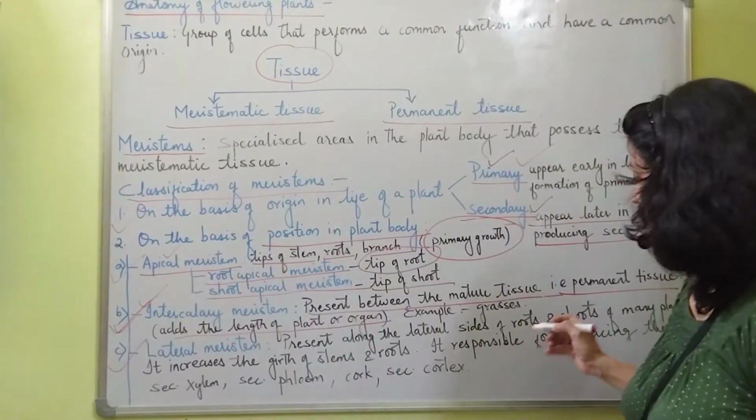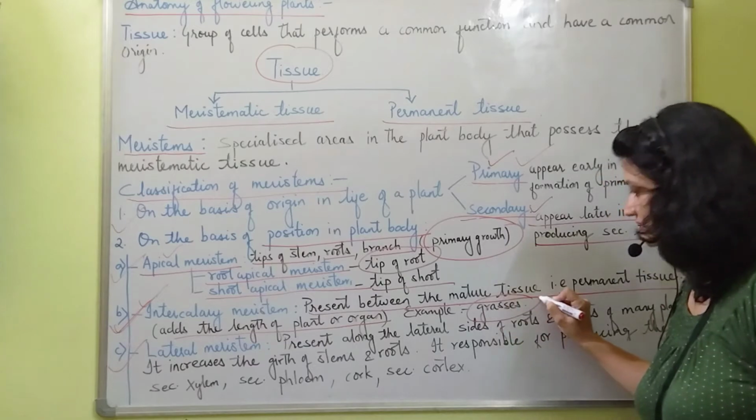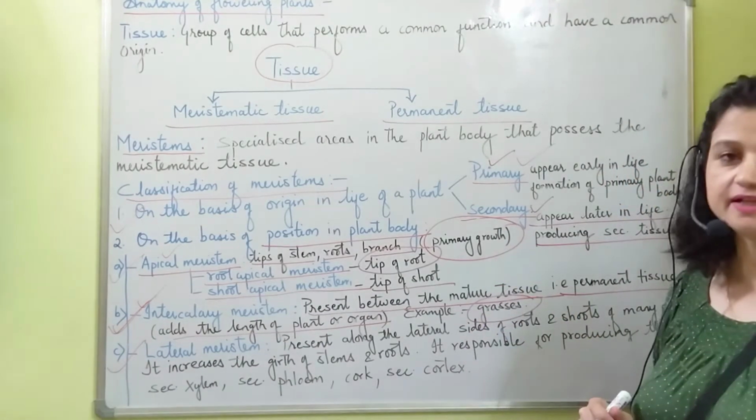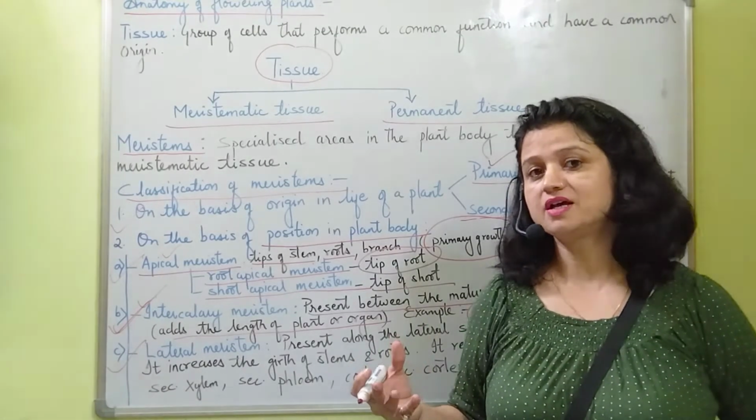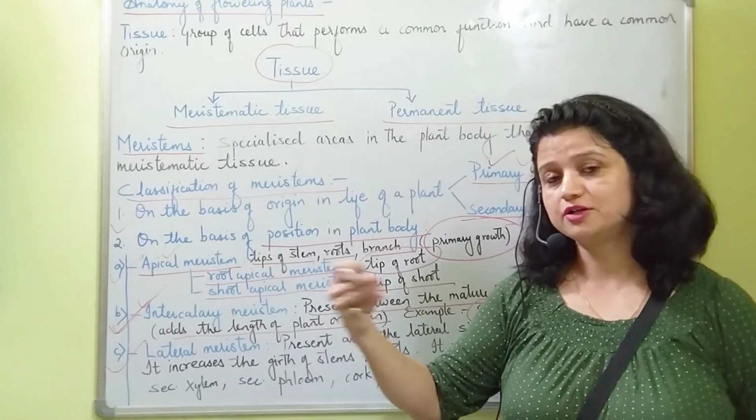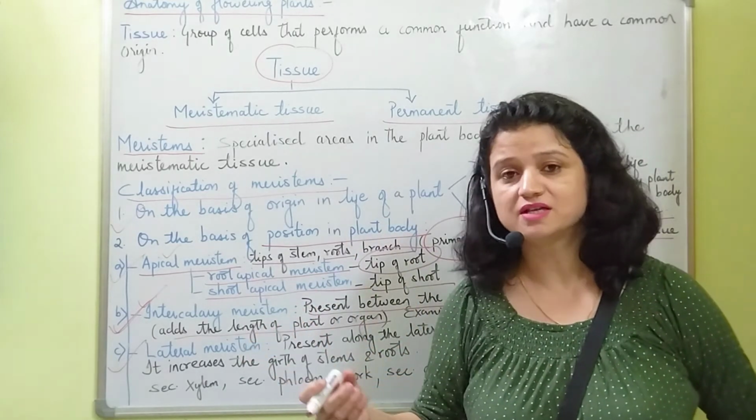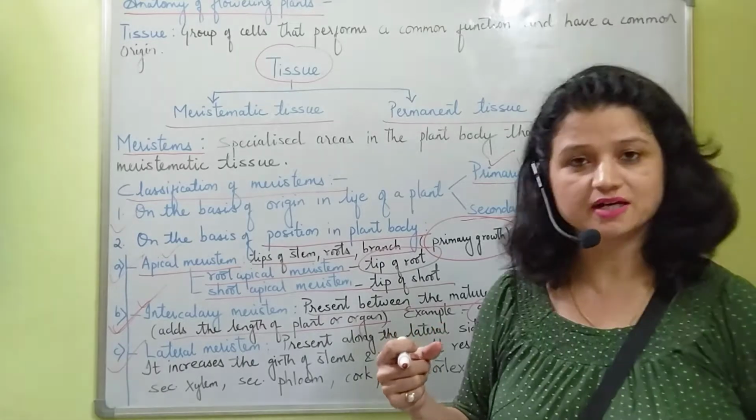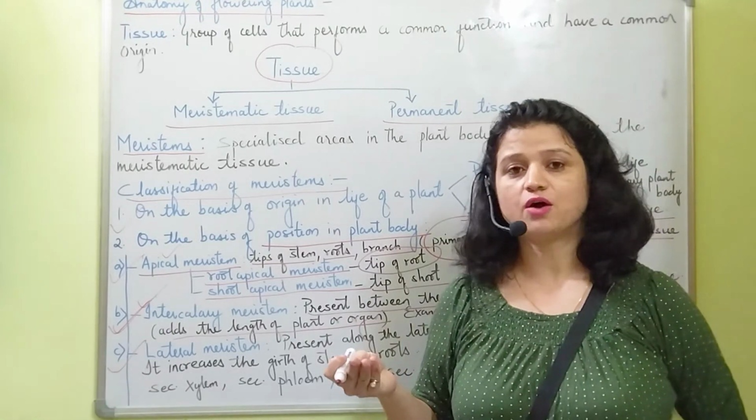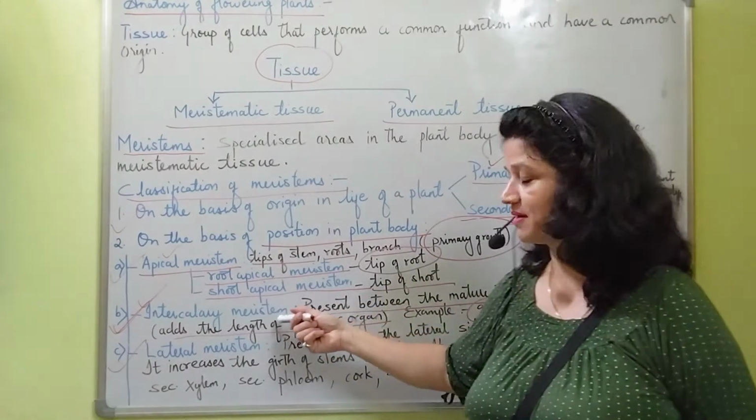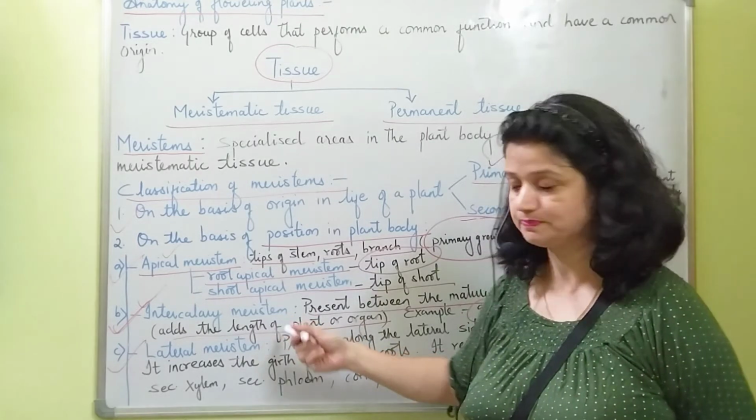Clear? For example, grasses. In grasses we can see the intercalary meristem. The herbivores just graze. While grazing, they eat the plant part. So to regenerate, the intercalary meristem is responsible.